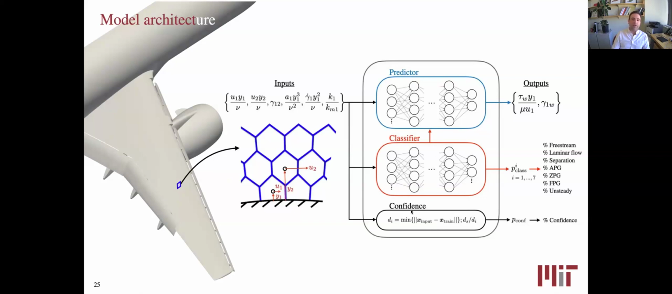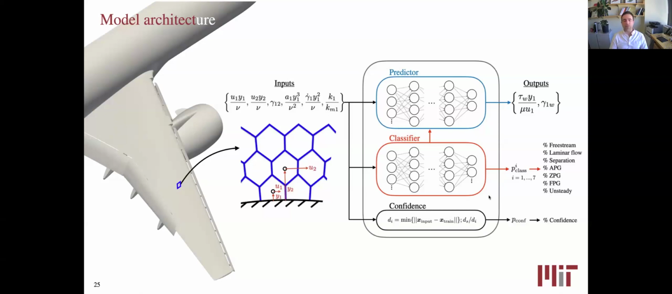But the other component of the model is that before that, there is a classifier. What this classifier is doing is trying to detect if the flow in this region looks locally similar to one of the building blocks that I had before. So it will give me some classification. For example, it will tell me the flow here locally looks like this given percentage of separation flow. That's one of the cases I use for training. It also will look like some percentage of CPG, zero pressure gradient, then adverse or favorable pressure gradient, and it will give me a complete classification.